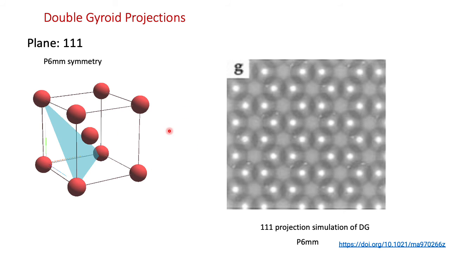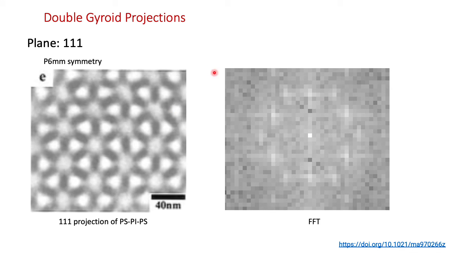This picture here shows the 111 projection in the body-centered structure, and the other picture here shows the simulated image of a 111 projection of a double gyroid structure, and it actually shows what we call the p6mm symmetry, also called sixfold symmetry. We can also compare that to a real 111 projection of the same block copolymer used, and we can see that after actually obtaining the fast Fourier transform of that, we can see the same sixfold symmetry.